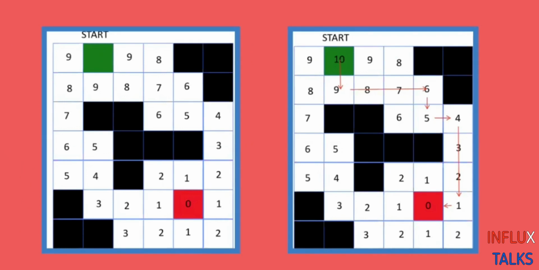To move towards the destination from any node, simply move towards the neighbor with the smallest distance value. So in this case, it starts off with 10 and moves to 9, and then it moves to 8 and 7, 6, 5, and so on till 0.